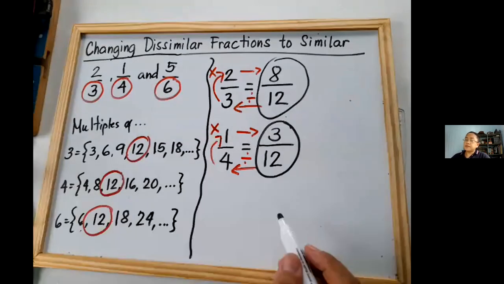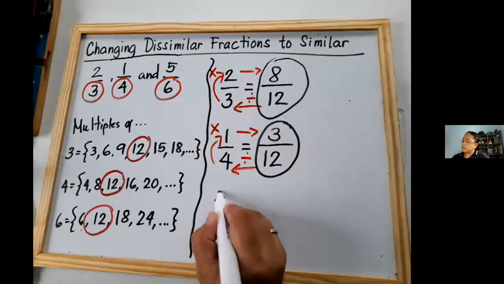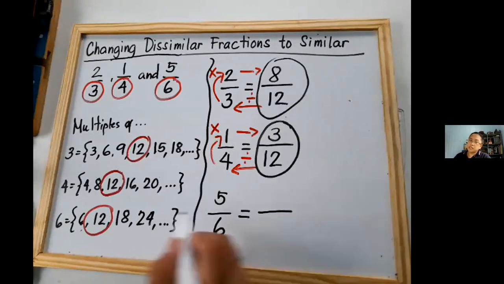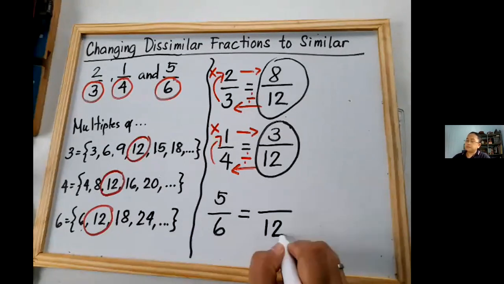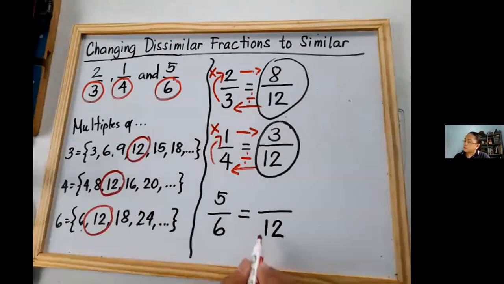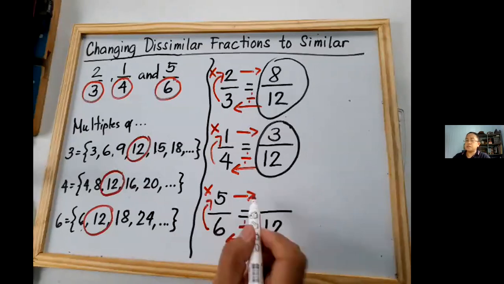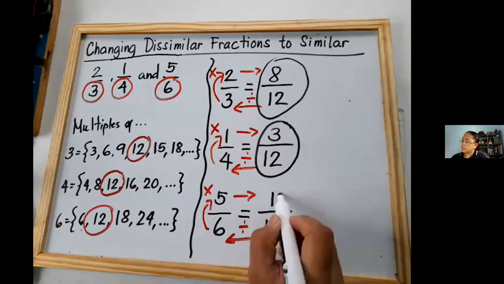Next, let's have the last fraction, 5/6. So, 5/6 renamed as another fraction whose denominator is the LCM of those 3 denominators. Okay? Which is 12. Tapos, ulitin lang natin yung process. We go to the left, we divide. We go up, we multiply. Whatever the result, that's the numerator. Okay, let's do this. 12 divided by 6 is 2 times 5 is 10.